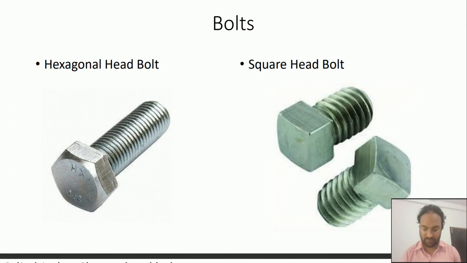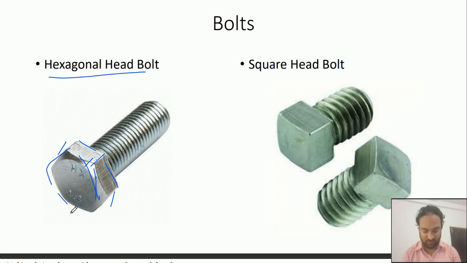Now bolts, you see the hexagonal head bolt. Why is it hexagonal? Because the head is in the shape of a hexagon and the top surface is chamfered at an angle of 30 to 45 degrees, to avoid any sharp edges.